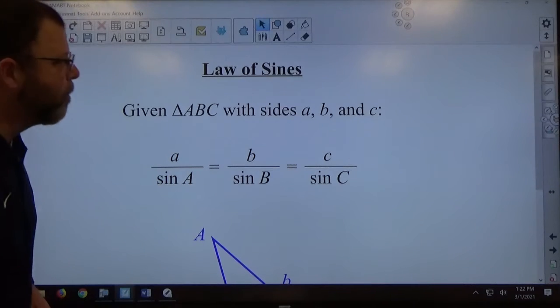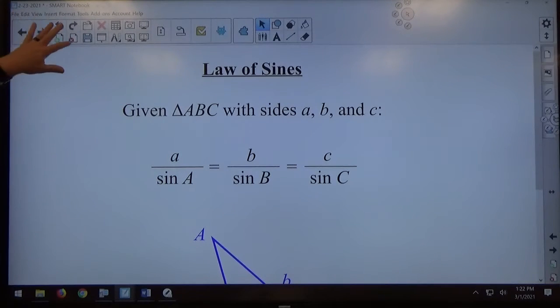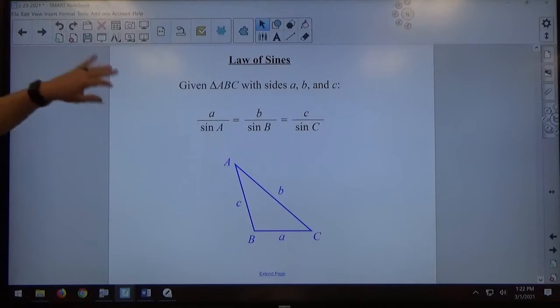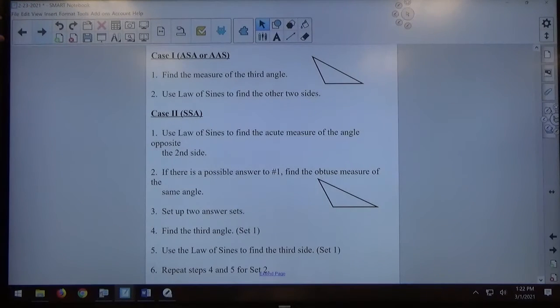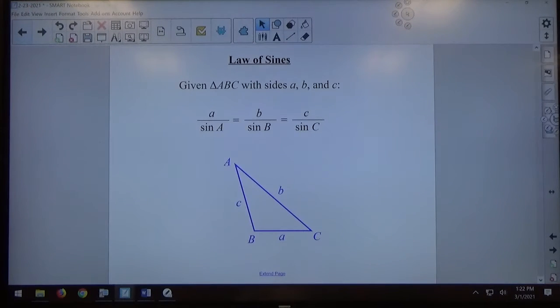So the sheet of paper I passed out to you looks like this. On the top you have this, and on the bottom you have that. It sets up what is called the law of sines, which is a relationship between the sides of a triangle versus the sines of its opposite angles.